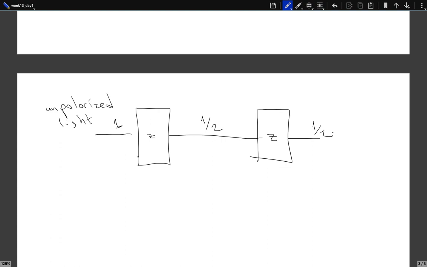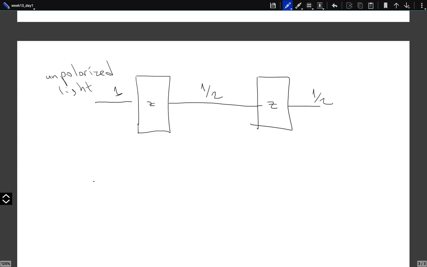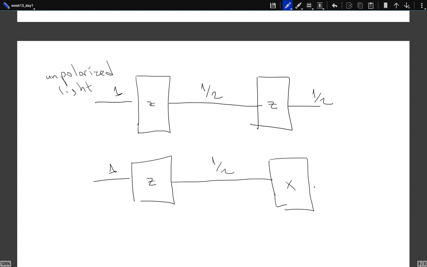Now let me discuss this one and then we will go back. And then let's say you take again the same polarizer filter. Let's say you put over here a polarizer filter in the x-axis. The intensity will be 1/2 over here and 1/4 over here. No, sorry, 0. It's 0 over here. None of it goes through.